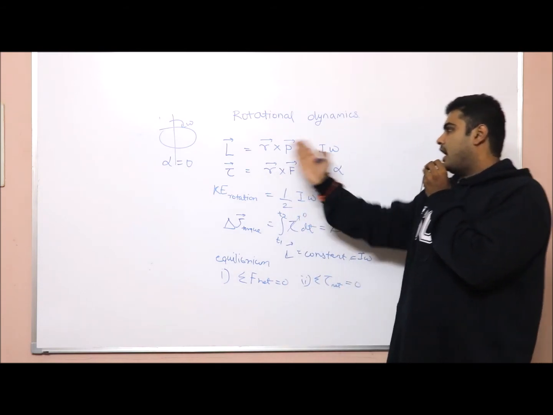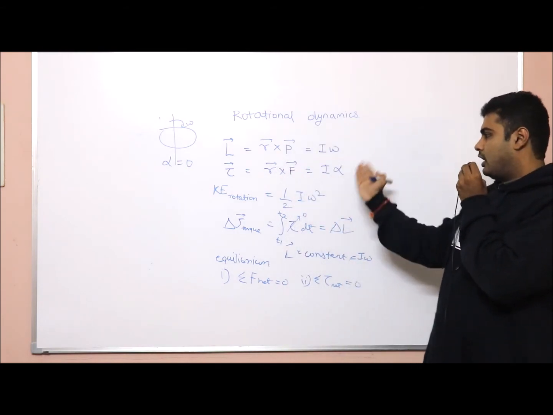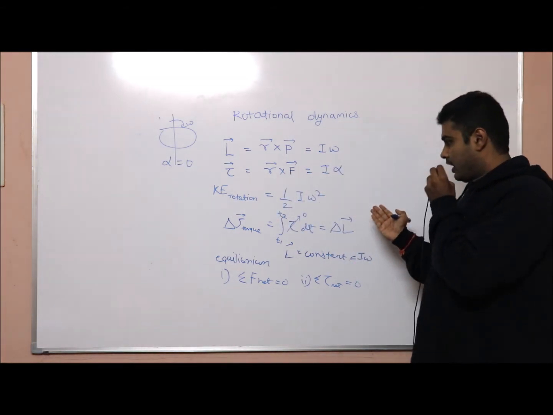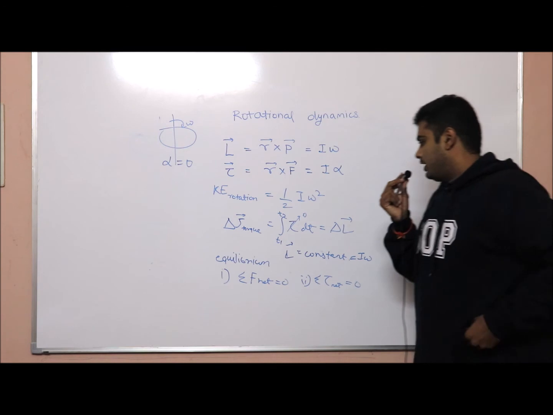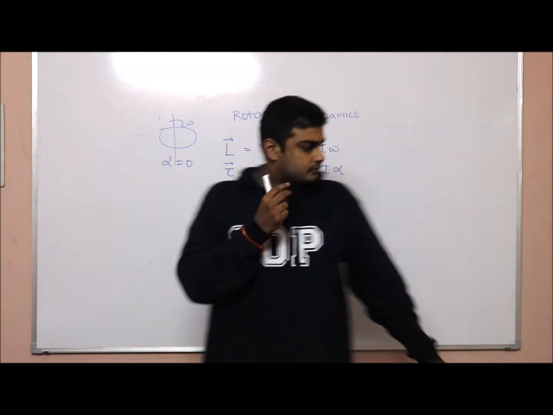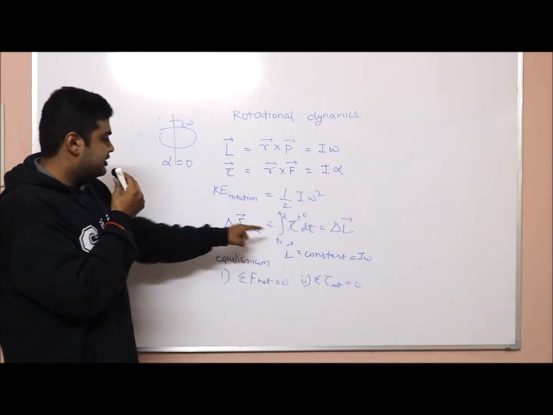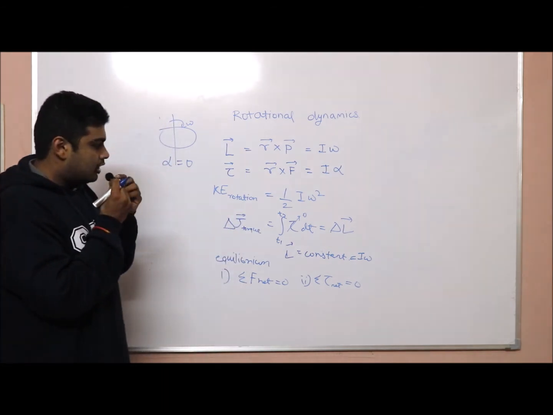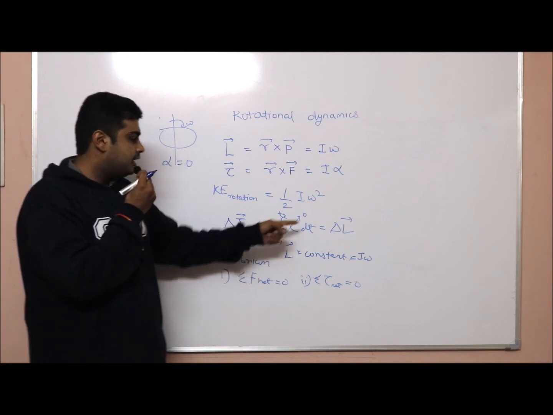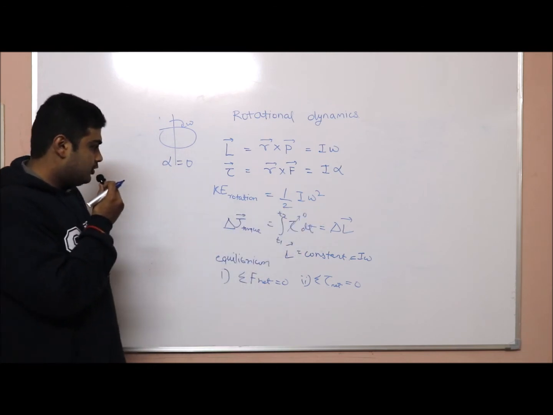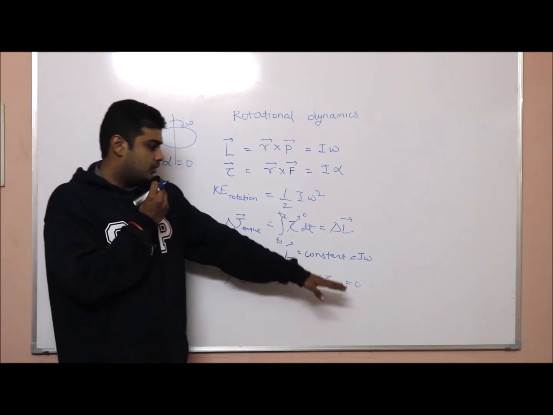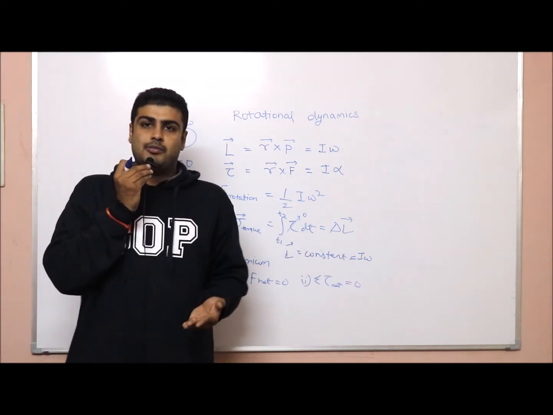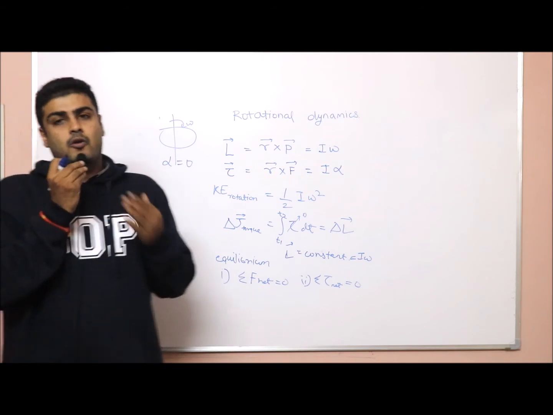Very simple questions. R cross P is I omega, torque is equal to R cross F is equal to I alpha, kinetic energy of rotation is half I omega square, and the integral of torque dt is the impulse due to torque. When external torque is absent, the change in angular momentum will be 0, and when the change is 0, angular momentum remains constant and it will be equal to I omega. Very simple.